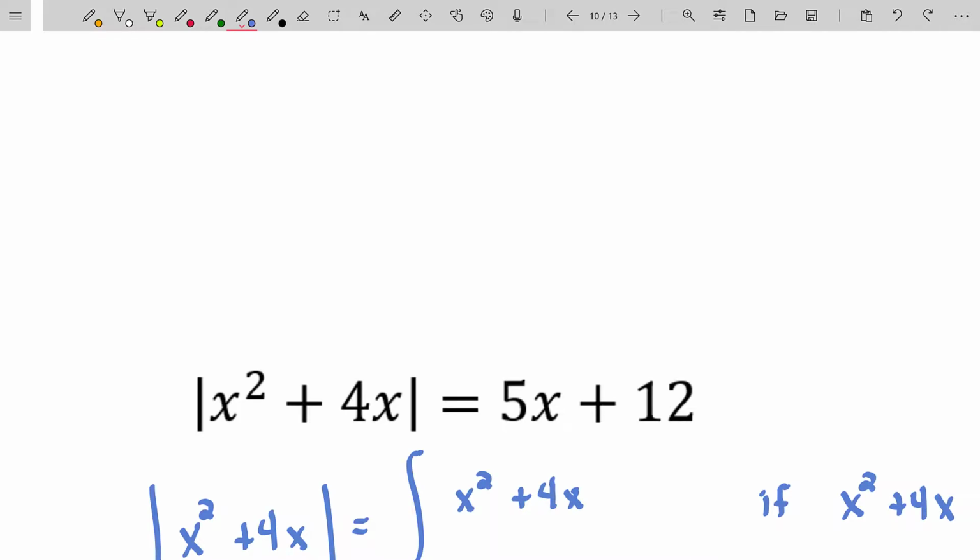Checking x equals 4, is the absolute value of 16 plus 16 equal to 12 plus 20? The answer to that is totally. They're both 32. So yes, that works.